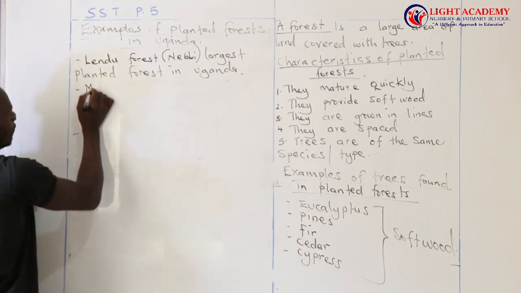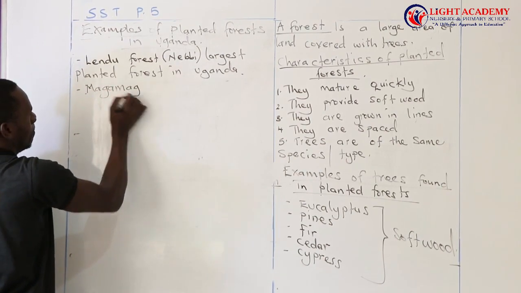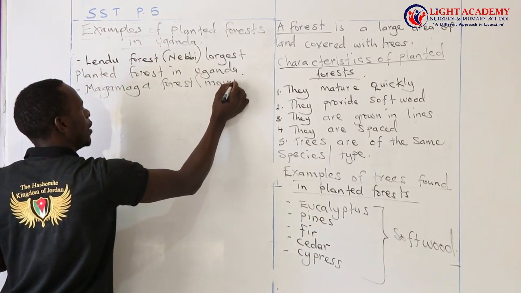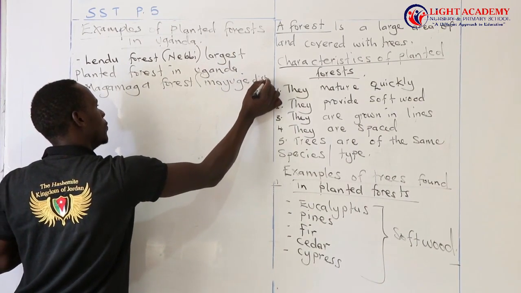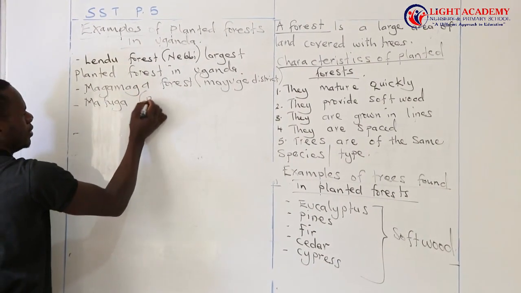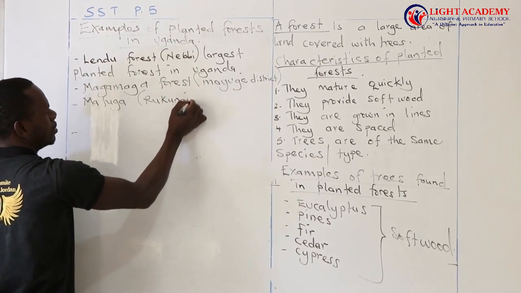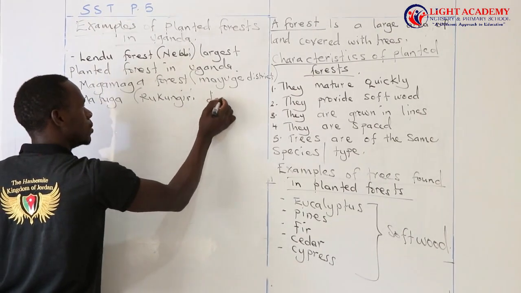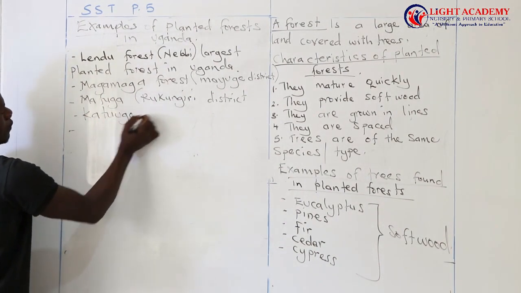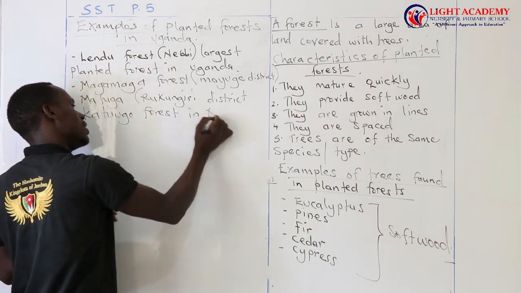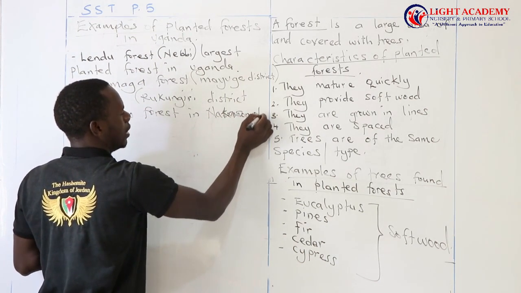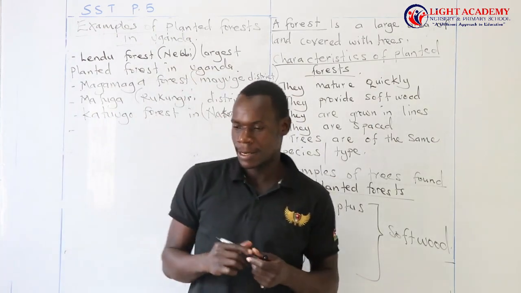Then number two, we have Magamaga Forest. This one is in Mayuge District. Then we have Mafuga Forest. Mafuga, this one is in Kanungu District. And lastly, we have Katugo Forest in Nakasongola District.